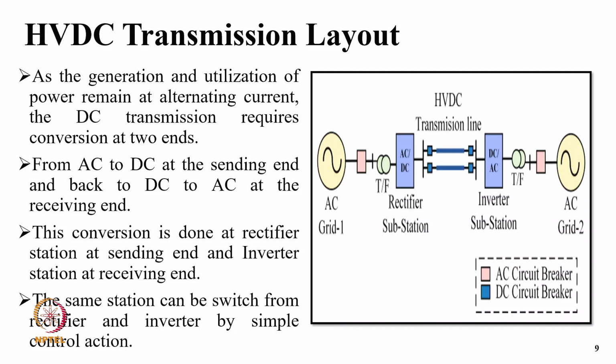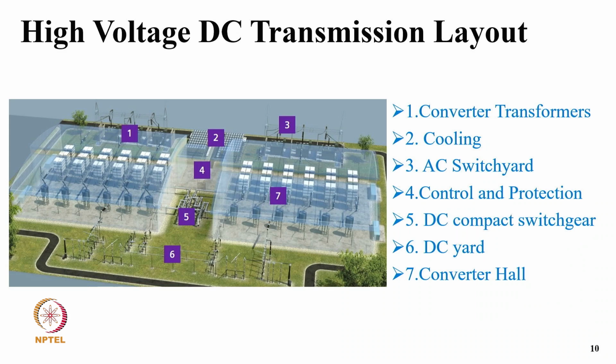At the generation and utilization, power remains alternating current, so the DC transmission requires conversion at two ends: AC to DC at the sending end and back DC to AC at the receiving end. This conversion is done at the rectifier station at the sending end and the inverter station at the receiving end. The same station can be switched between rectifier and inverter by simple control action at the two ends. And this is the layout of high voltage DC transmission.